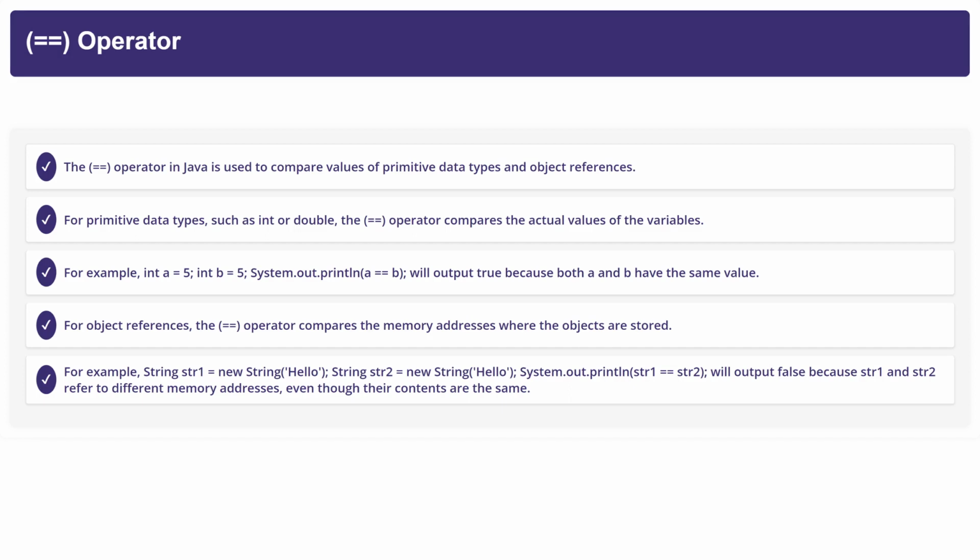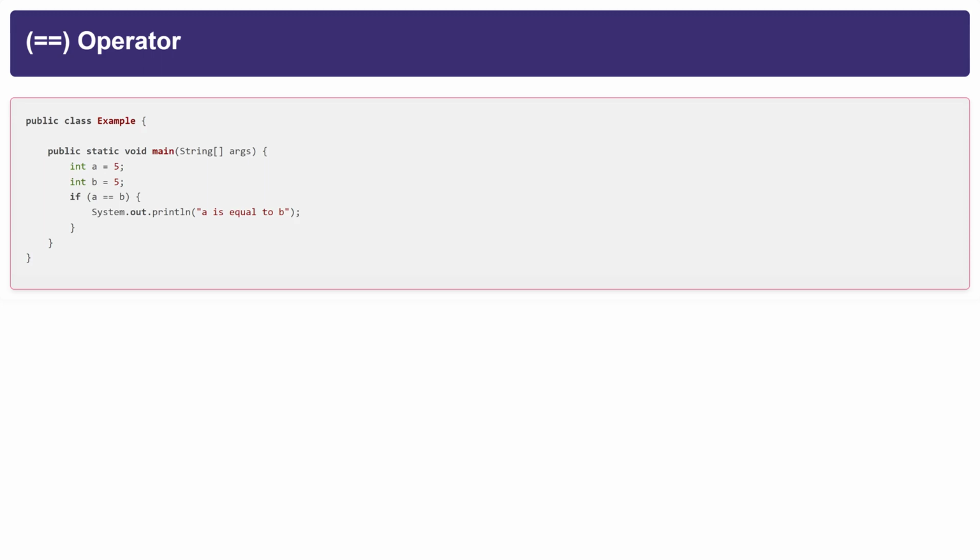For object references, the == operator compares the memory addresses where the objects are stored. In this example, we have two variables, a and b, both with the value of 5. We are using the == operator to compare the values of a and b. If they are equal, the statement inside the if condition will be executed, and it will print "a is equal to b" to the console.